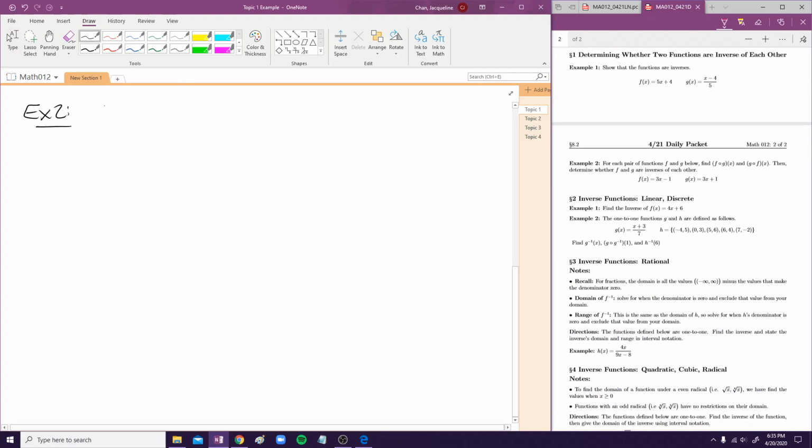So example 2, we're given f of x is equal to 3x minus 1, and we're given g of x, which is equal to 3x plus 1. So our first instruction, essentially this is A, we want to find f of g of x. So when I see f of g of x, my mind immediately goes, I need to write this as f of g of x.